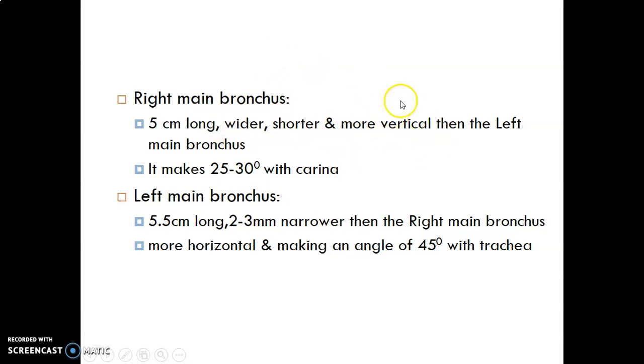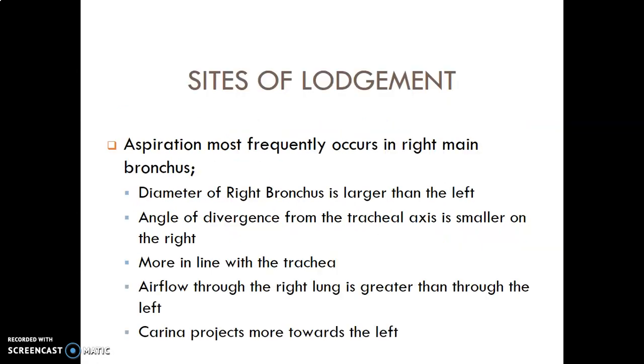Why is this important? When a foreign body enters the airway, it's most likely to be lodged in the right main bronchus. Why? Because it is wider, it is shorter, and it's more vertical. It's more vertically inclined, like the trachea. So things tend to lodge towards the right rather than the left side. So the sites of lodgement, when there's aspiration of a foreign body, it most frequently goes to the right bronchus because the diameter is larger and the angle from the tracheal axis is smaller, so it's more vertical. It's actually more in line with the trachea.